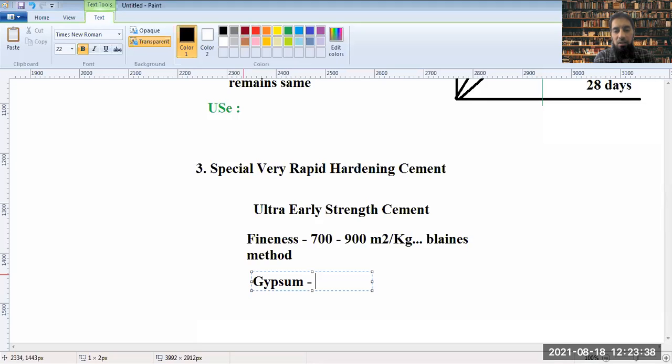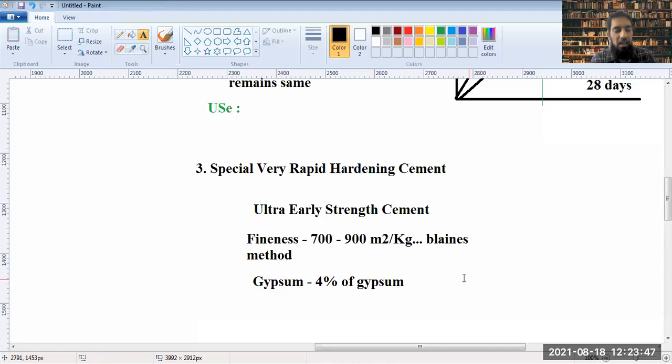So gypsum has to be added in a greater quantity. That's 4% of the gypsum is added here during the clinkering process while the production of cement is being done.